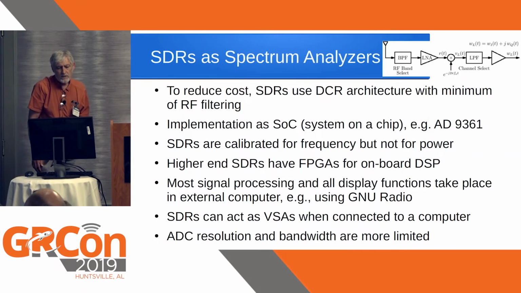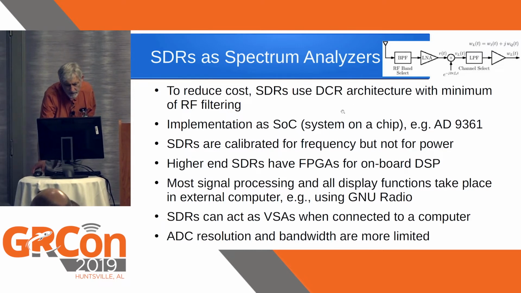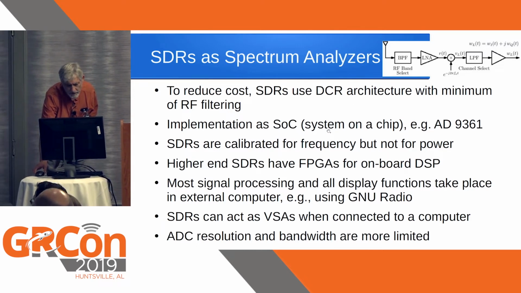Okay, so now to reduce the cost, software-defined radios typically use the direct conversion receiver architecture with a minimum of RF filtering. In fact, this first bandpass filter is usually omitted on software-defined radios. They can be implemented as a system on a chip, and we have seen the Analog Devices chip here in previous presentations.